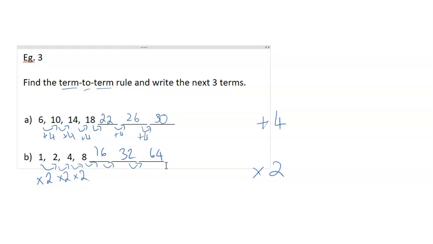Okay, not as common that you would find that, obviously, because this is not a linear sequence then, because it's not plus or minus, and it's not going up evenly between them, but there is a term-to-term rule because of the fact that it's multiplied by 2 every single time.